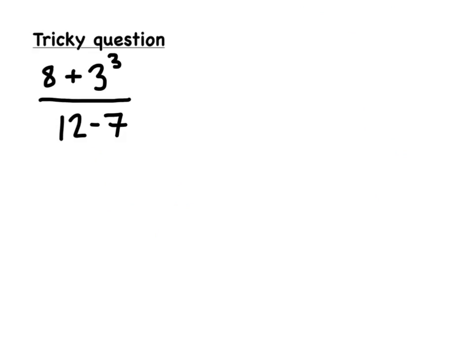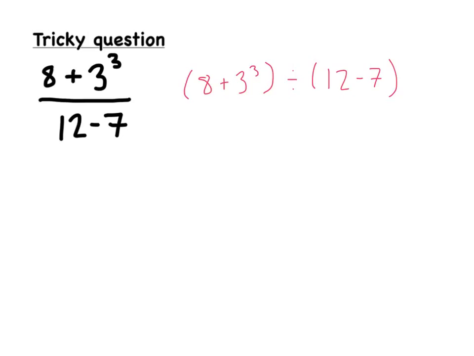Alright, so say that you come across an expression like this. It looks a little daunting because it's in a fraction form, but that fraction form basically means that it's a division sign. So this can be rewritten as, in the parentheses, 8 plus 3 to the third. This is being divided by, and in another parentheses, 12 minus 7.